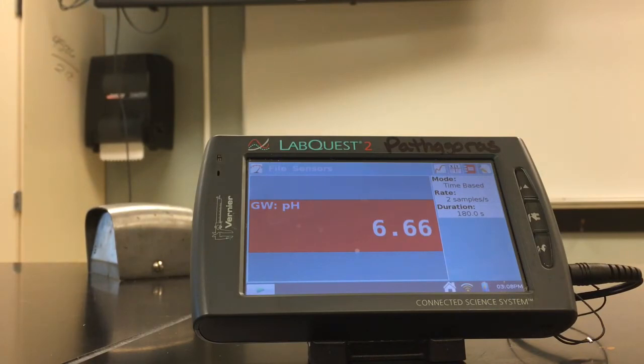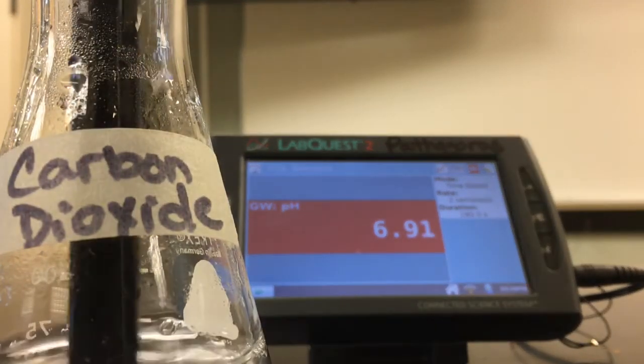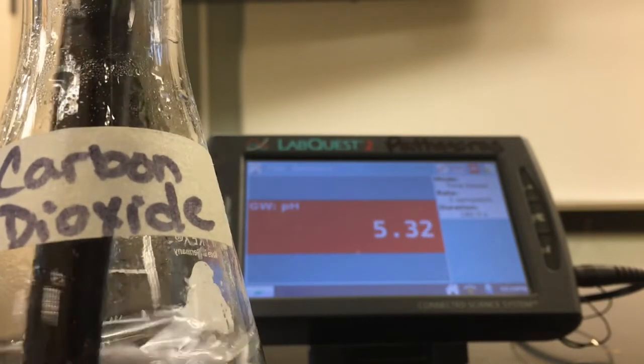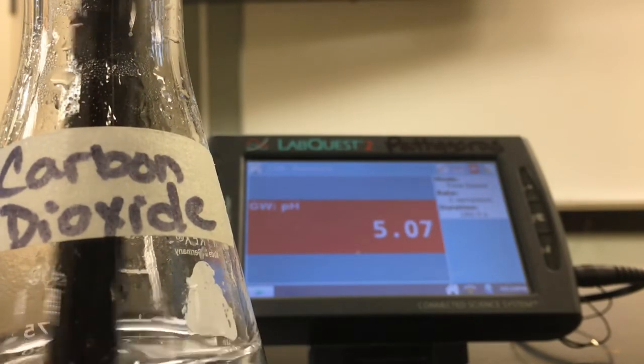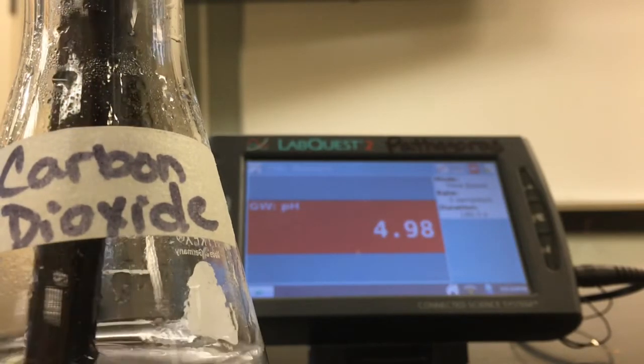And I'm just going to go back to the carbon again real quick. I don't think I had that stirred up well enough. There we go. That's more like what we should see for the carbon.